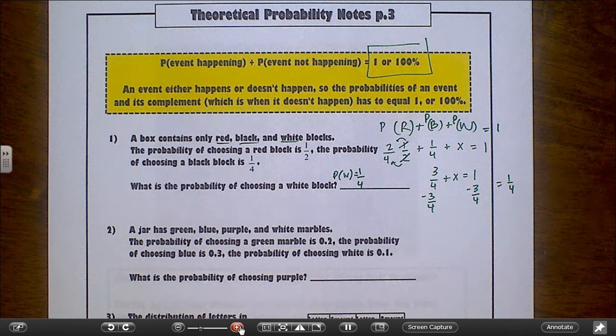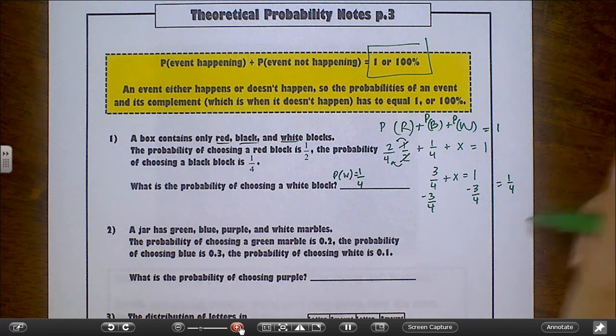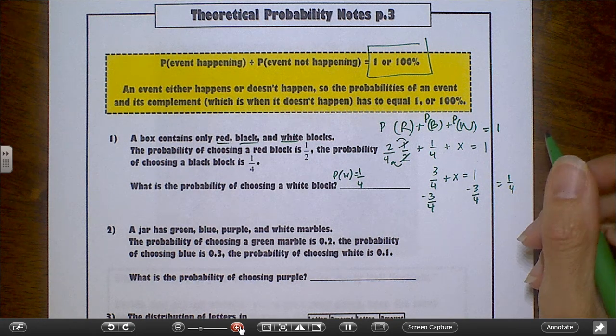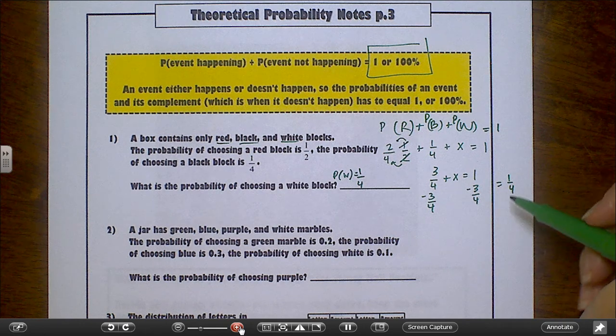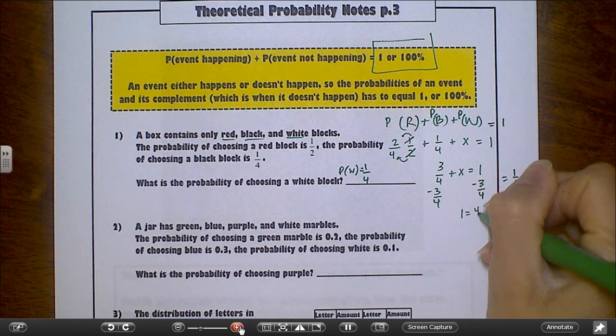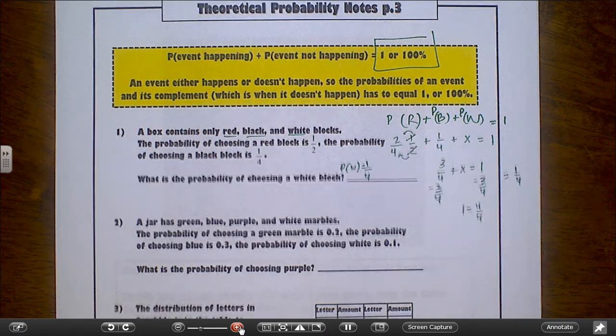You also, if you wanted to, could have changed those to decimals, but either way. And if you're really not comfortable with fractions and you're wondering how you got 1/4 from 1 minus 3/4, remember that 1 equals 4/4. Anything over itself is 1.